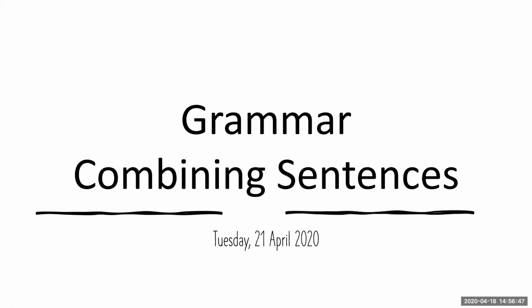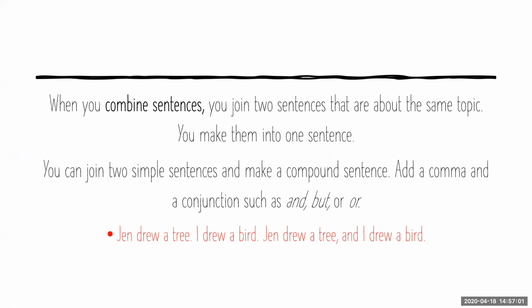So there are specific rules with any grammar, as you already know. With this, we can use specific conjunctions, we can use prepositional phrases, we can use various other things, but I'm going to take you through this step by step. So the first way you can combine sentences: when you combine sentences, you join two sentences that are about the same topic. You make them into one sentence.